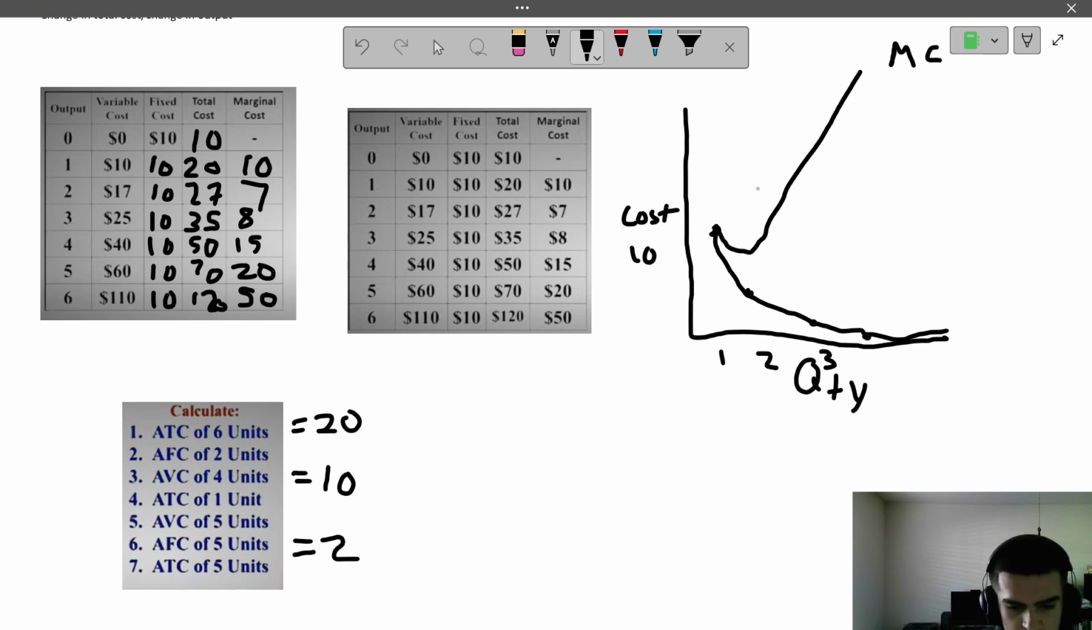Then we have our variable cost, so our average variable cost. Our average variable cost at 1 is 10. At 2, 17 divided by 2 is, what, 8.5?